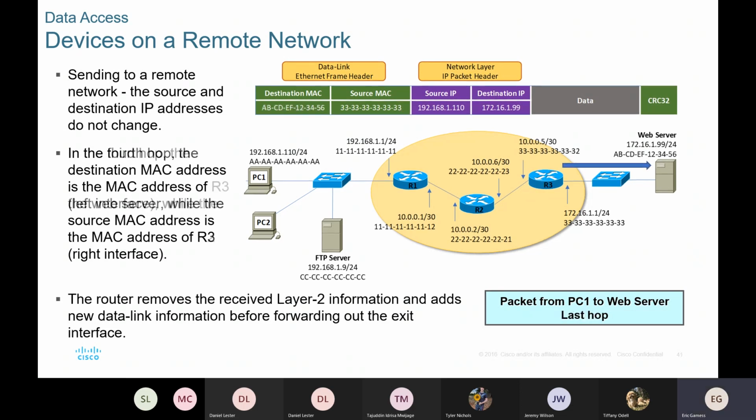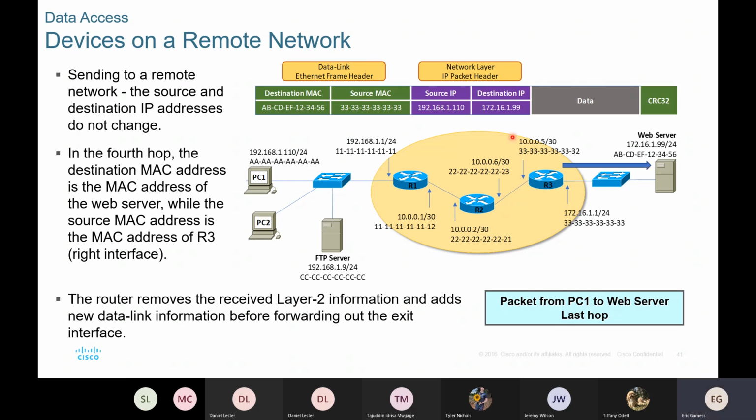Finally, there is a last hop. So now, let's say that the data is in R3, and R3 has to send it to the web server. R3 will look at its routing table, and the routing table of R3 will tell R3, oh, you are directly connected to the web server, so you don't need to send it to another router. You can send it directly to the web server.